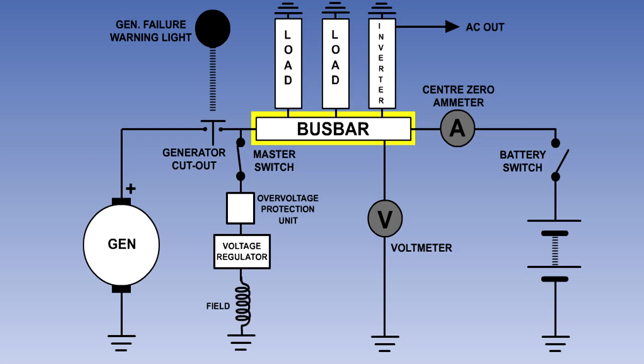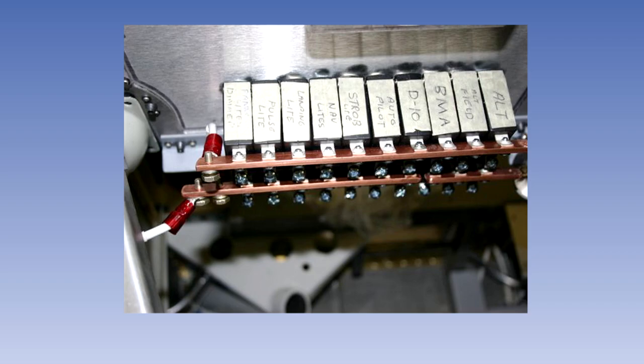A busbar, sometimes abbreviated to buzz, is the collection and distribution point for a generator or alternator power supply. Busbars are usually situated in junction boxes or distribution panels located at central points within the aircraft, and they provide a convenient means for connecting power supplies to the various consumer circuits.